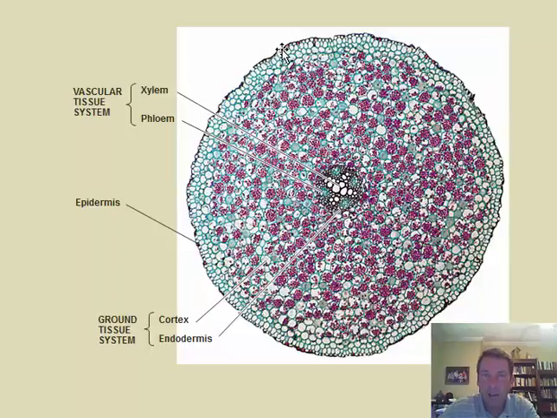Now the root has a layer of dermal tissue that surrounds it called the epidermis, and that's this line right there. Everything else in the middle of the root is called the cortex. All right, so that's the makeup of the root.